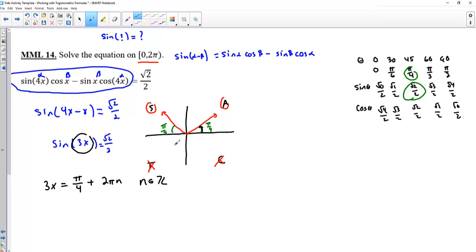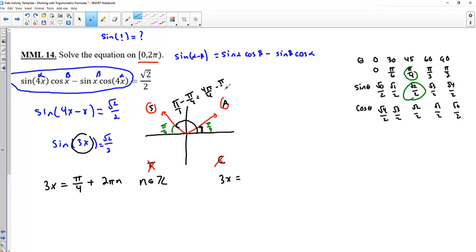And then the second answer goes from here to here. So over here, let's write 3x equals. To find the second answer, you can count it off, or you can pretend like you went halfway around, which is pi, and then you went back pi over 4. And then you can find a common denominator. So this is really 4 pi over 4 minus pi over 4.